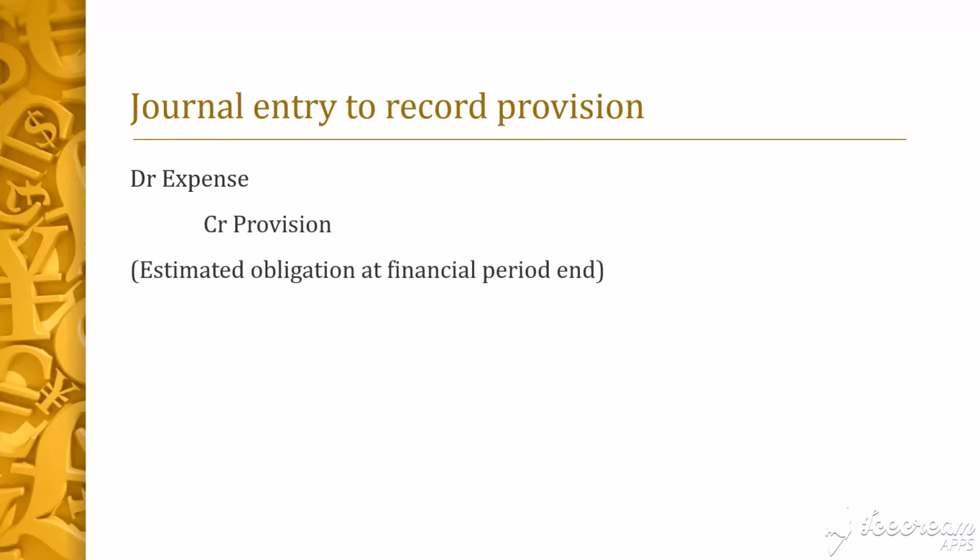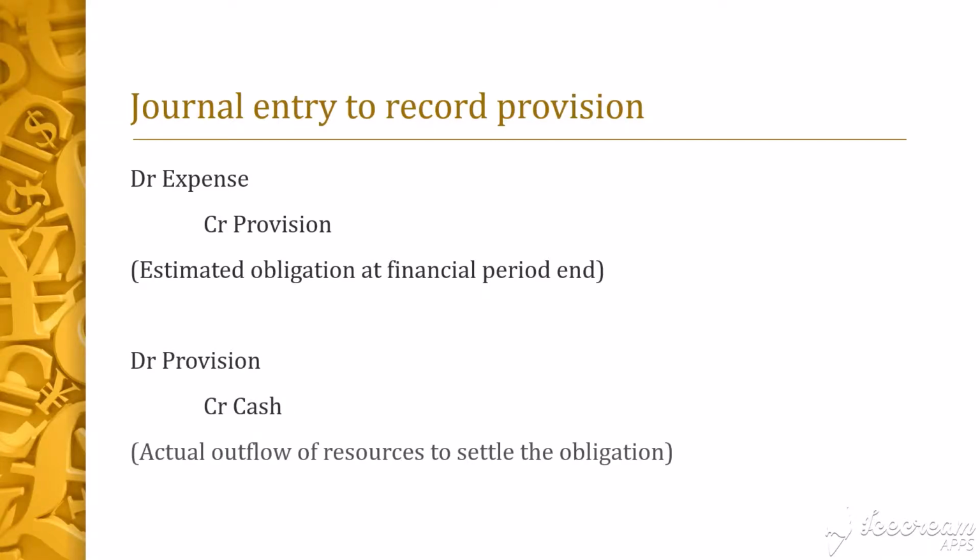The journal entry to record the estimated obligation at the end of the financial period is to debit expense and credit provision. When the entity sees an actual outflow of resources to settle the obligation, it debits provision and credits cash. For the case of a warranty claim, you will credit inventory instead, because the company compensates the customer with another inventory rather than paying them cash.